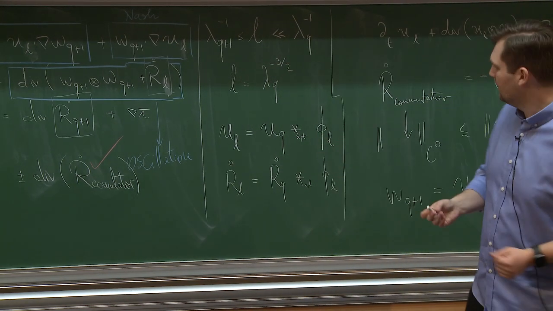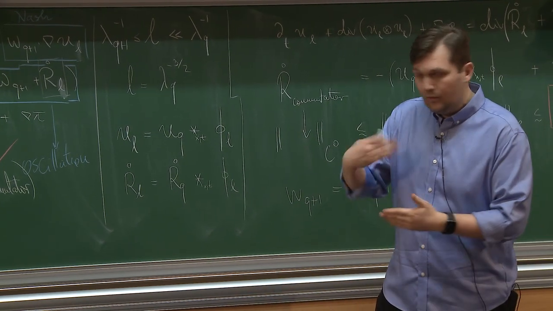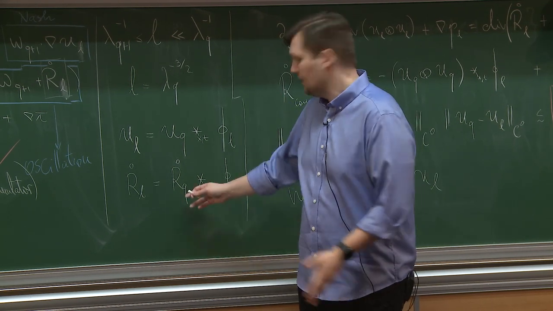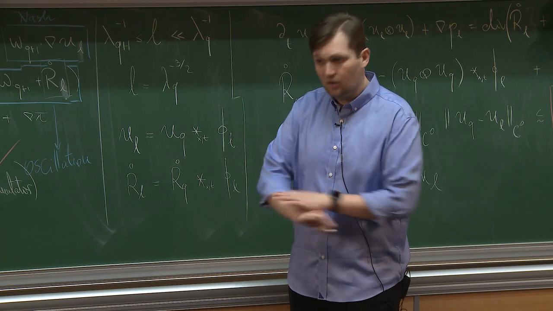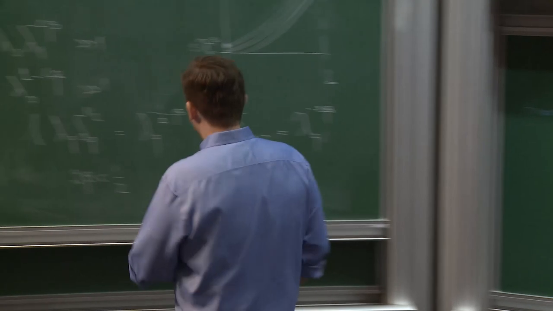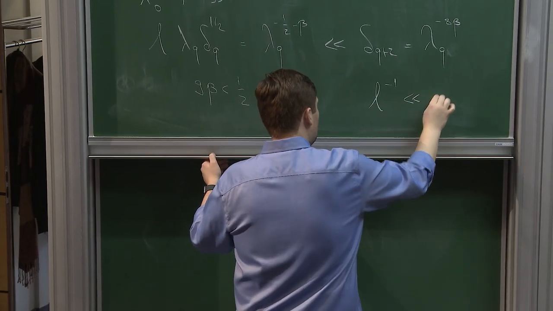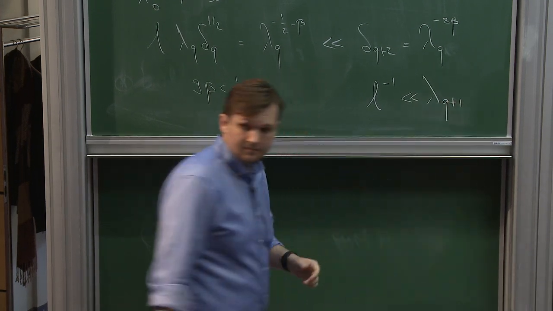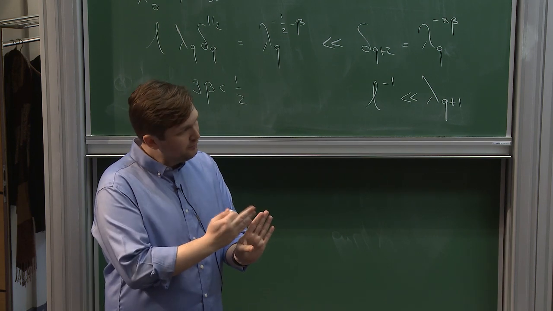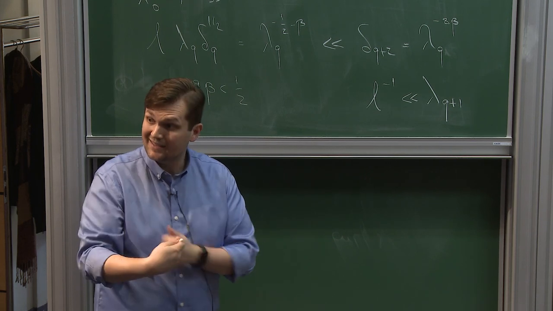What's the advantage of doing this? Now you know exactly how much every derivative costs. A derivative hitting UL will cost at most L inverse. A derivative hitting RL will cost at most L inverse for all of them. And L inverse is very small compared to lambda q plus 1. Remember, this was the geometric mean of lambda q and lambda q plus 1. So you've moved everything to an intermediate frequency, which is still much less than the next frequency. So we can still talk of high-low.